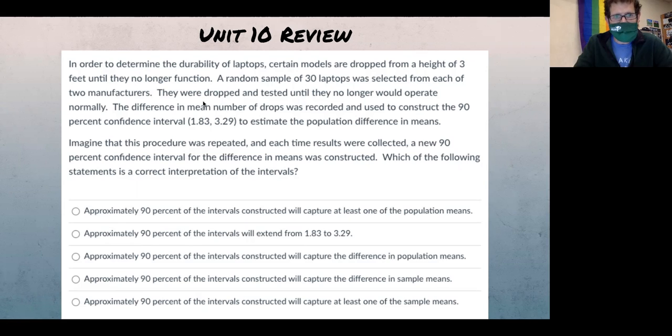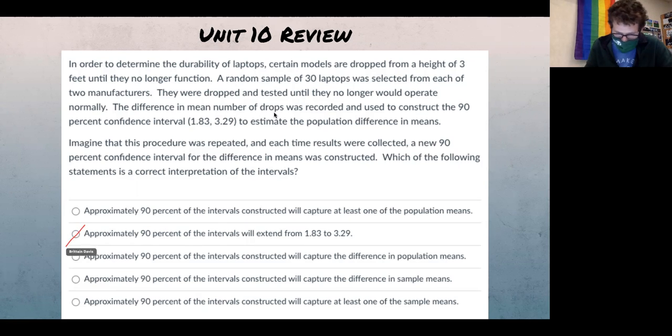So we are definitely looking at a difference in means between two different models of laptops. And so this is a confidence interval, a two sample t interval for a difference in means. And that part is pretty straightforward, that part we can be confident about. So now what happens if we did the same test over and over and created different confidence intervals each time? We're not going to get the same confidence interval every single time we do it.